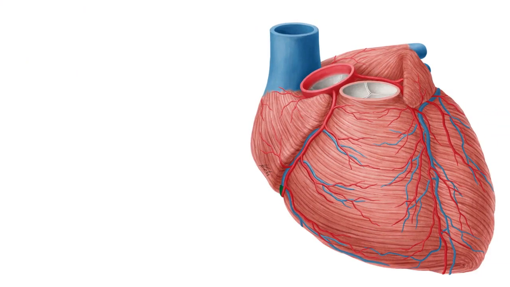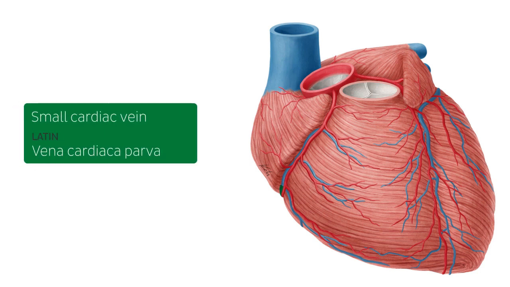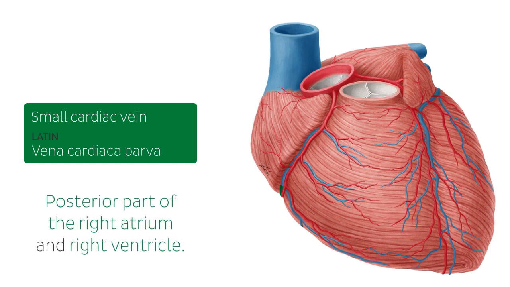So after the great and middle cardiac veins, the next vein that returns blood to the coronary sinus is the small cardiac vein, which you see here highlighted in green. Especially from the anterior view of the heart, you see a little bit of the small cardiac vein. It can be found in the coronary sulcus between the right atrium and the right ventricle, and it drains deoxygenated blood from the posterior part of the right atrium and the right ventricle into the coronary sinus.